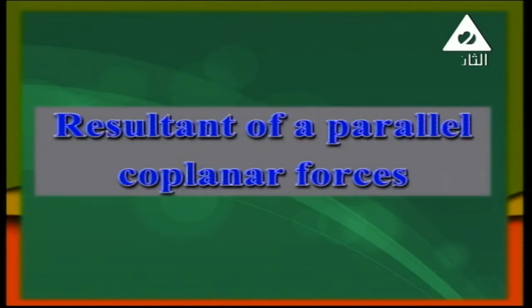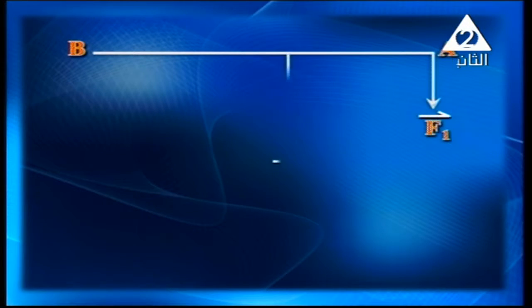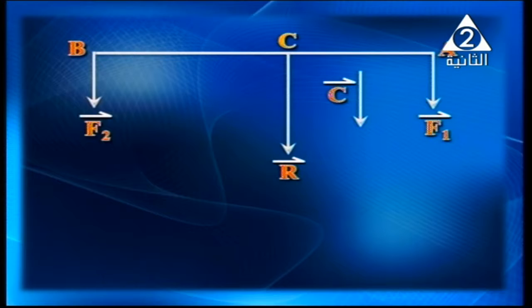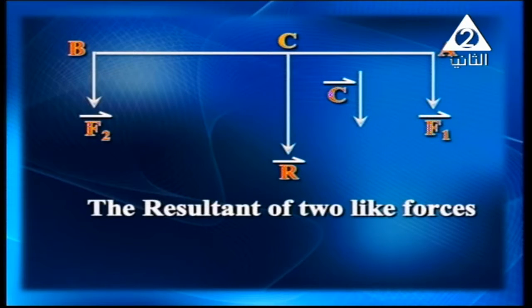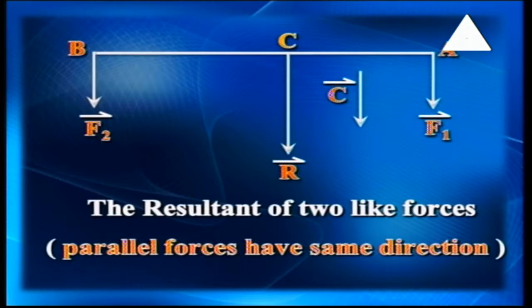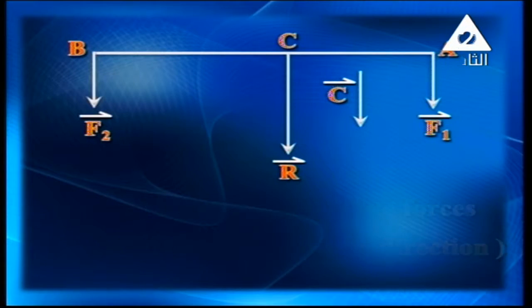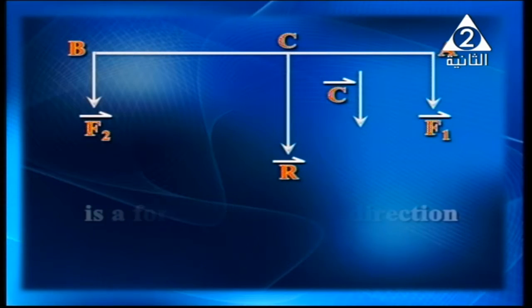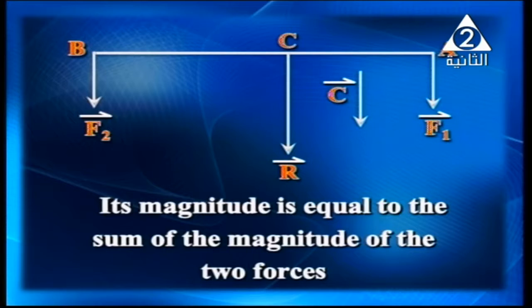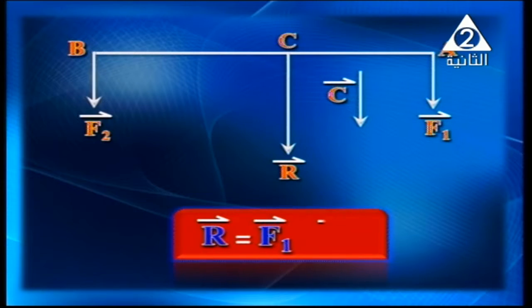My dear student, if we have F1 acting at A, F2 acting at B, and the direction of the resultant, its unit vector direction C. Look at this, my dear student: the resultant of two like forces, parallel forces that have the same direction, is a force in the same direction as the two forces. Its magnitude is equal to the sum of the magnitudes of the two forces. What do I mean? R equals F1 plus F2.